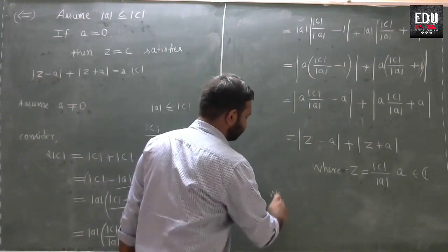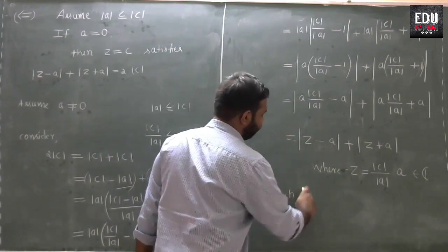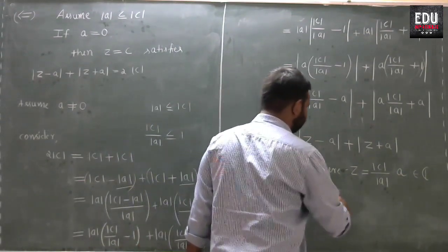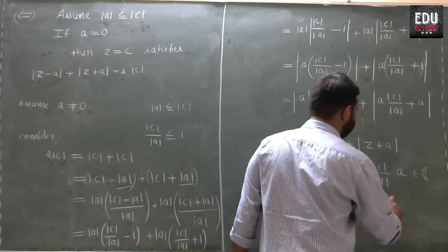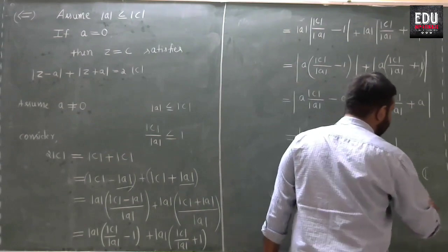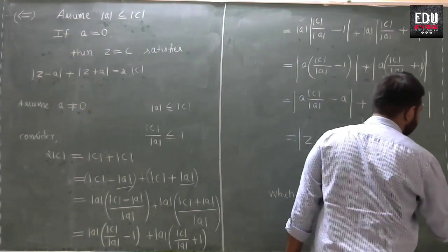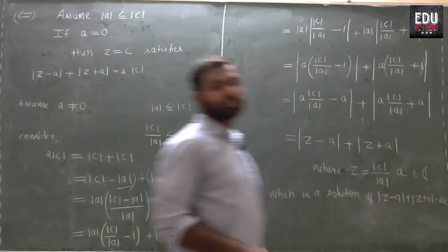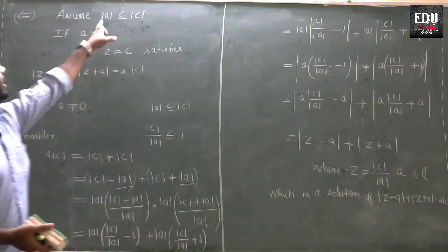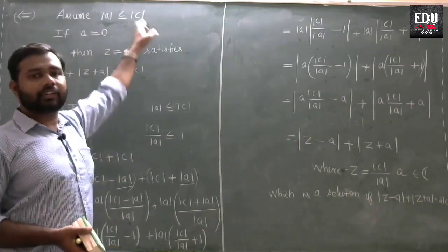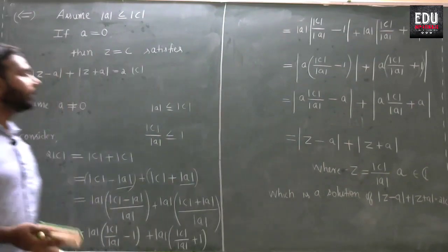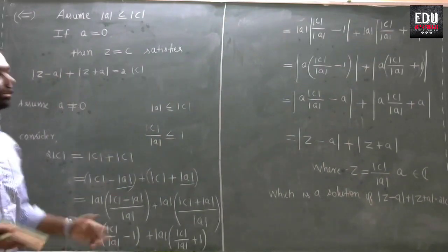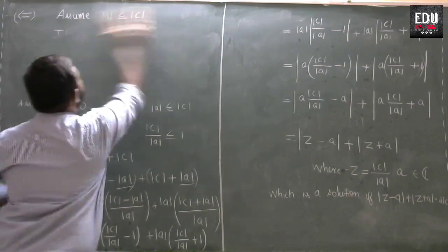So which is a solution of the equation modulus of Z minus A plus modulus of Z plus A equals 2 into modulus of C, which proves the converse. That means whenever this condition is satisfied, then only this equation will have a solution. So this proves the if and only if condition. Now the further part.